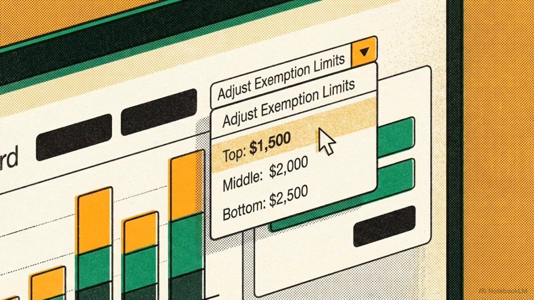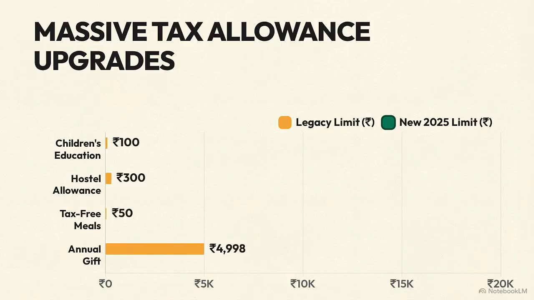The final major revision addresses corporate payroll exemptions, which are finally receiving long overdue inflation indexing. The Children's Education Allowance corrects a decades-old limit of 100 rupees per month, escalating all the way up to 3,000 rupees per month. Similar compounding upgrades exist across the board. Hostel allowances rise from 300 rupees to 9,000 rupees. Tax-free meal caps jump from 50 rupees to 200 rupees, and the annual gift exemption triples to 15,000 rupees.